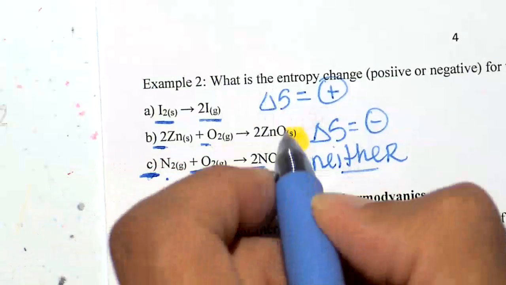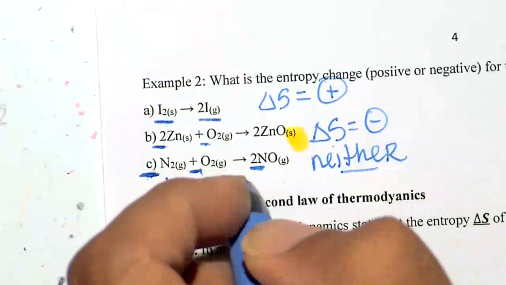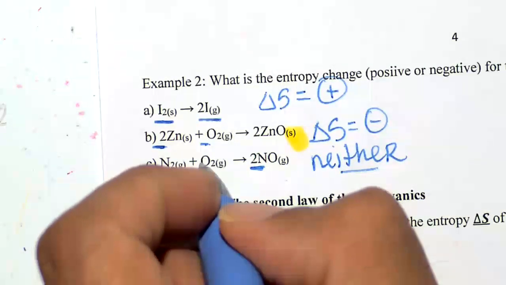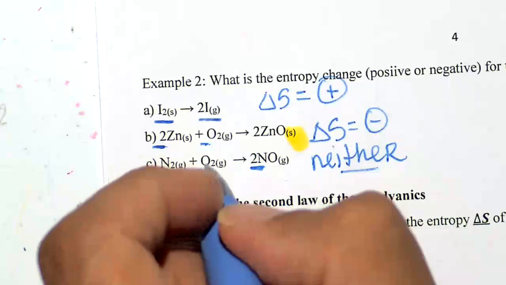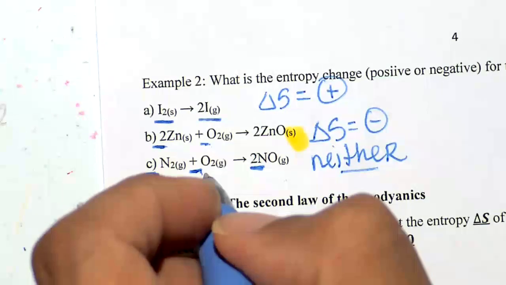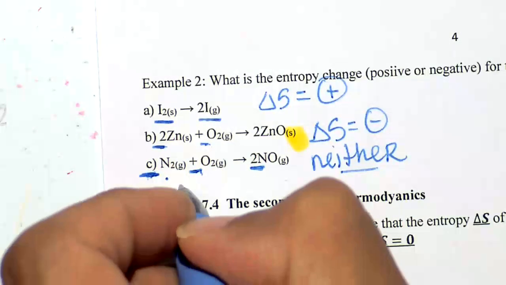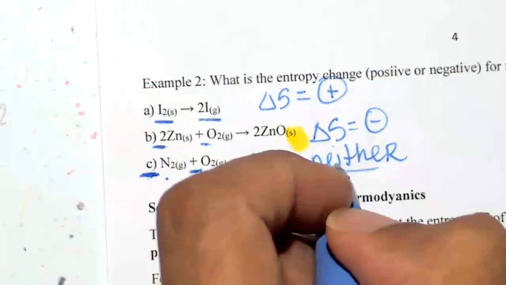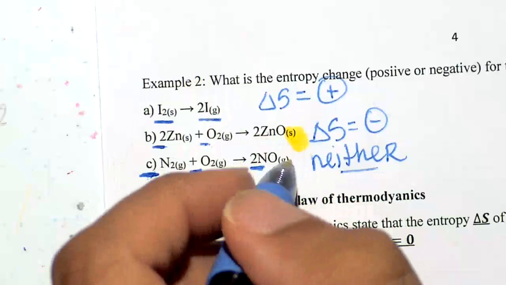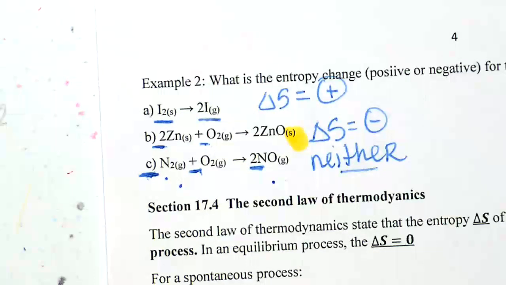Like if there was 1 more oxygen gas in the reactant. If there was 2 and it's balanced, if you put a 2 here, it won't be balanced. But let's say there was a 2 here and it's still balanced, then you would have 3 gases going to 2 gases, then the delta S would be negative. As long as it's balanced. So you always want to make sure you balance your equations.